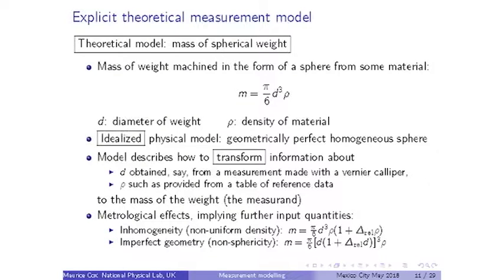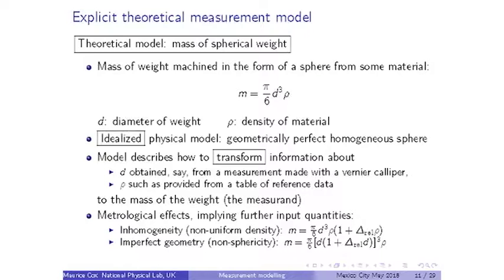A simple example of a theoretical model: the mass of a spherical weight. You can imagine a sphere machined from some material. We have a simple formula relating the diameter of the sphere and the density of the material to the mass of the sphere. But this model is idealized. It's a physical model which holds in perfect conditions. The geometry of the sphere must be perfect, and the sphere must be perfectly homogeneous. The model describes a transformation, if you like, from a diameter and density to mass.